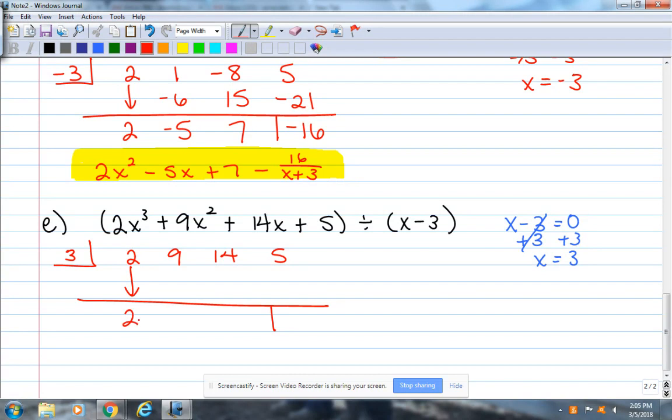Katie, we're going to be doing synthetic addition, synthetic subtraction. We're going to be doing that.